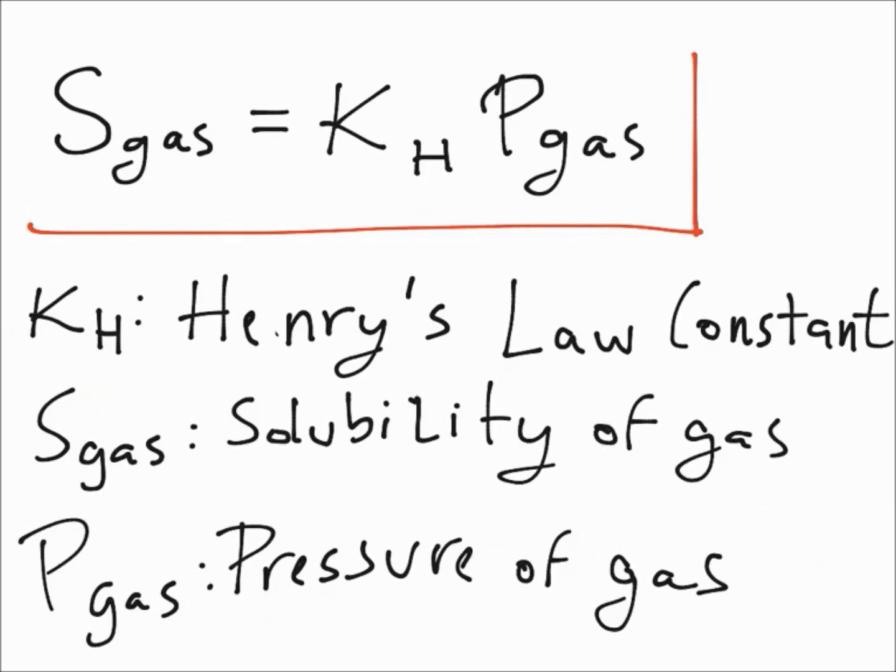So this is a formula. The solubility of the gas is S gas. The Kh is the Henry's law constant, and P gas is just the pressure of the gas. So the solubility of the gas is going to be equal to Henry's law constant times the pressure of the gas.